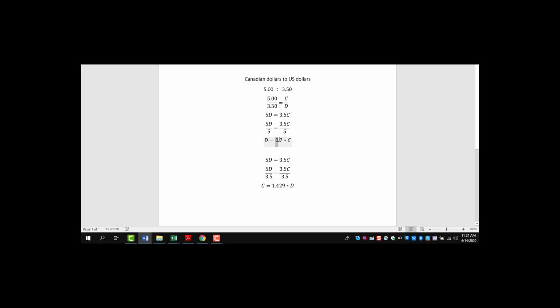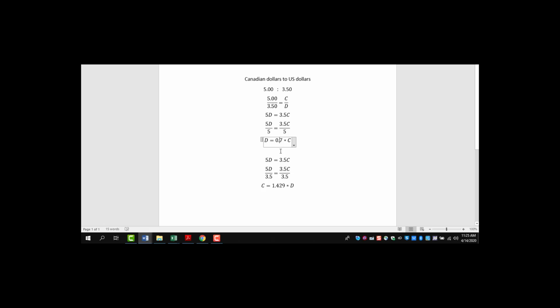Extremely importantly, that 0.7 is a ratio. It is not one number. It is $0.7 divided by 1 Canadian dollar. I hope you understand that, because that is k, but it is a rate.